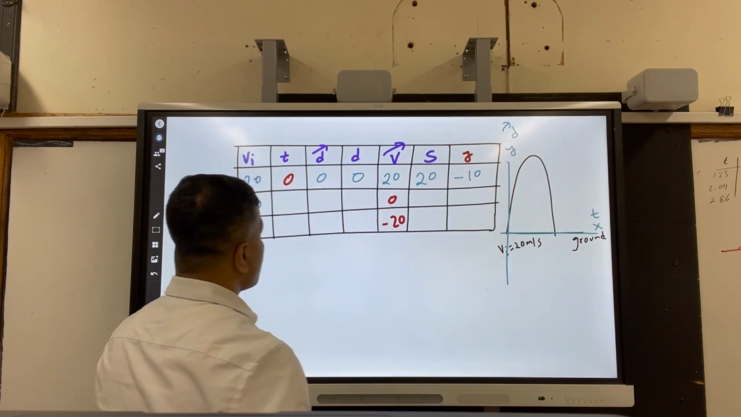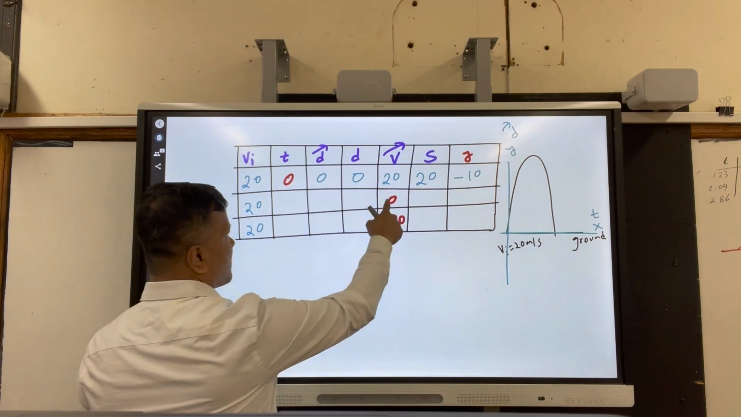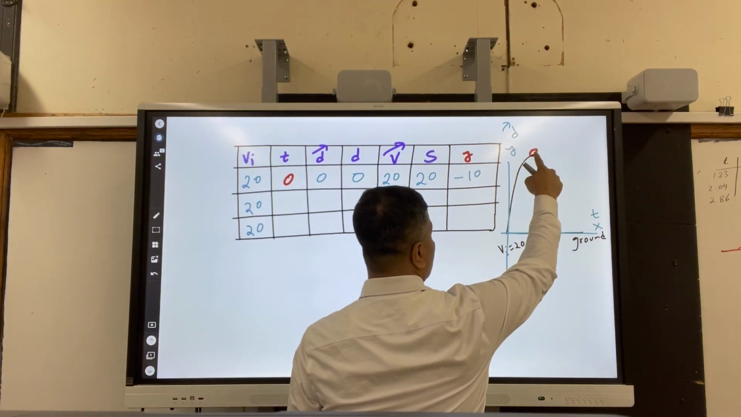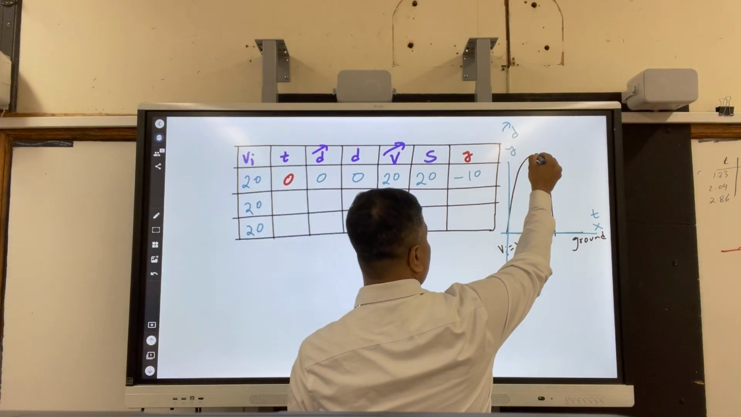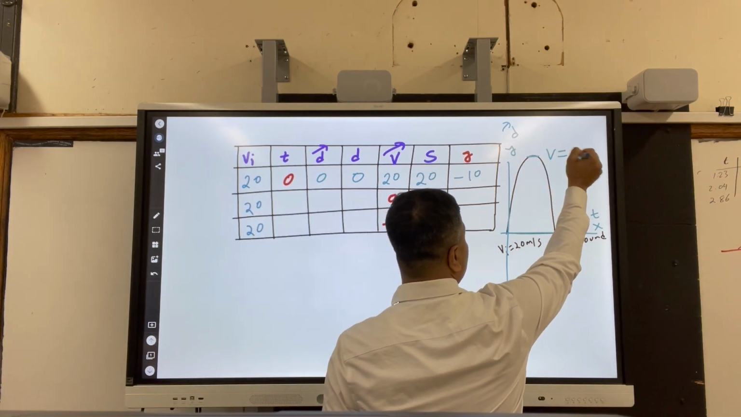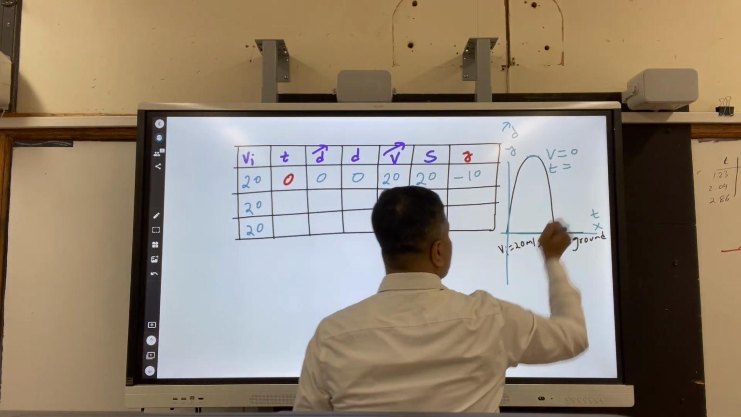Time. When object velocity is 0, what is the time? So we are talking about when object velocity is 0, what is the time over here? Okay, that's pretty easy.